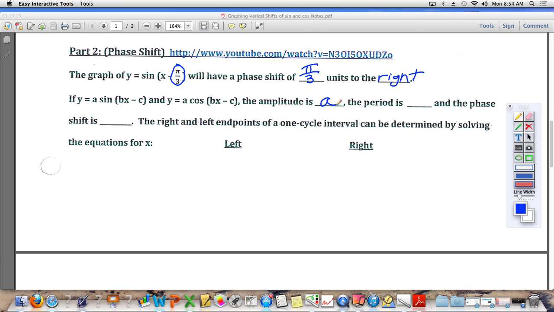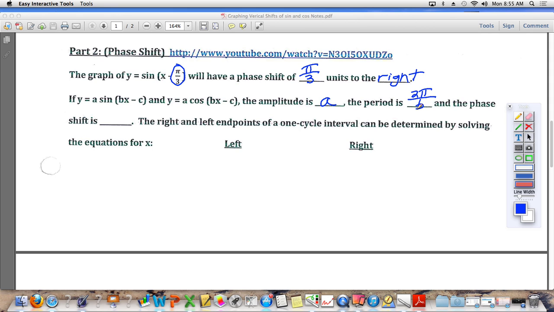What is the period, you guys? No, it's not b. b is the number that you use to find the period. Remember, the number that goes in front of x is the number that you use to help you get the period. So 360 divided by b, but don't write that. Why am I not writing 360 divided by b? 2 pi. Yeah, because this has a phase shift of pi over 3. So the period is going to be 2 pi divided by b.